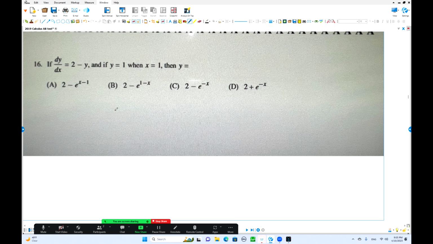Number 16, dy dx is given by 2 minus y. If y is 1, x is 1. That's the point. When x is 1, y is 1. But dy dx is given; that's the slope. We are going to find the value of y there, the function of y, which is the solution, right? Because this is a differential equation, isn't it?